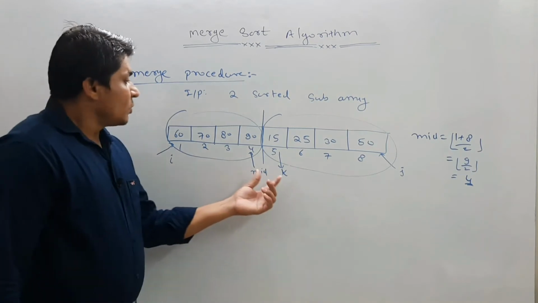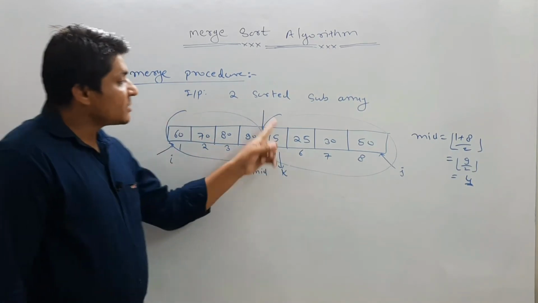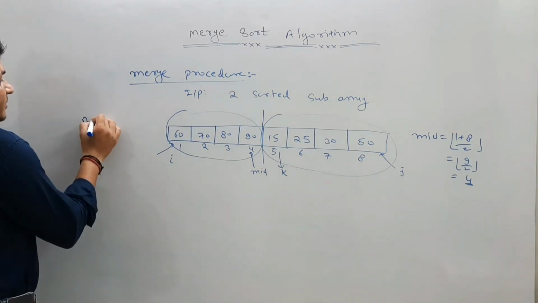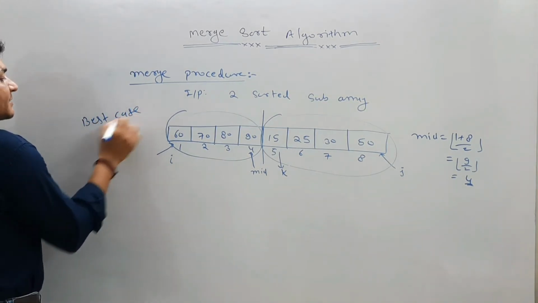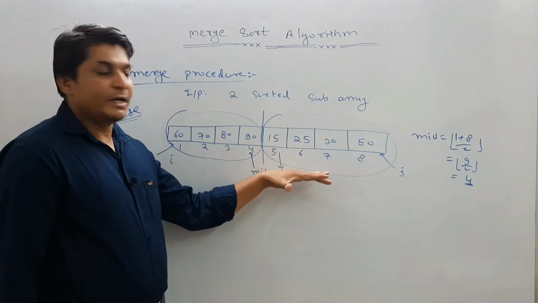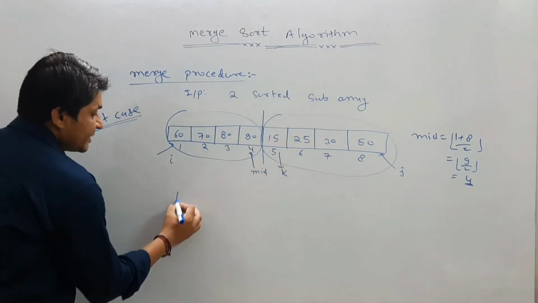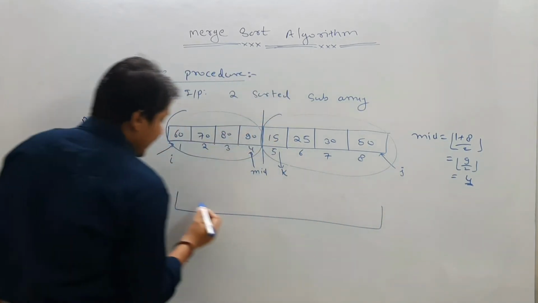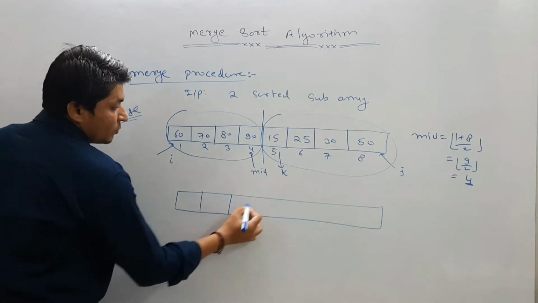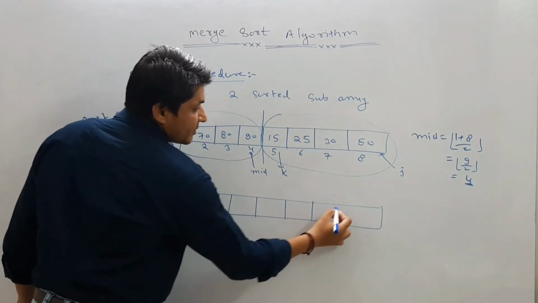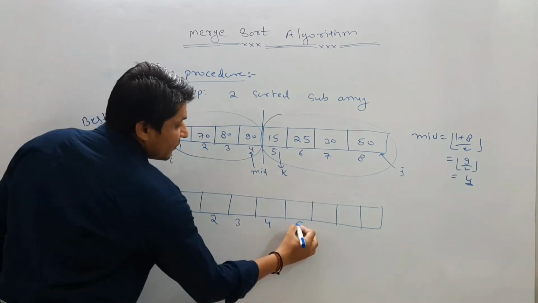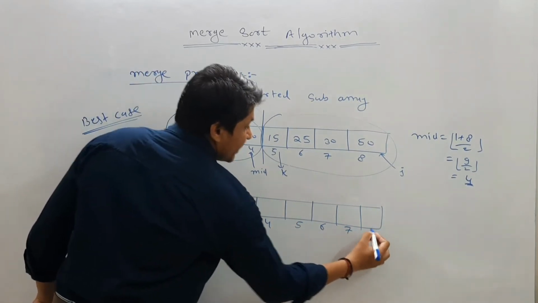Correct? Now this is one sorted array, and this is also one sorted array. Now I am discussing the best case of merge sort. What is the meaning of best case? It means in the best case, how many comparisons will we need? Let us see. Let's suppose this is the array in which we need to merge these elements. Total 8 elements: 1, 2, 3, 4, 5, 6, 7, 8.